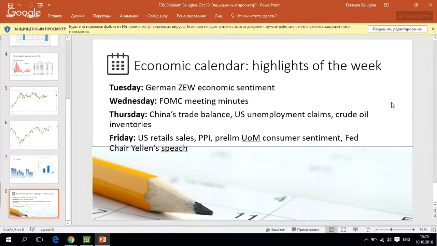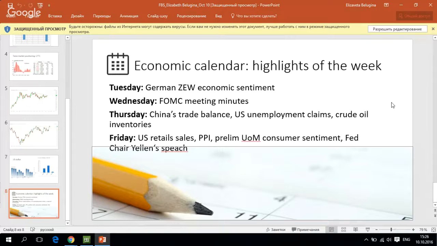On Friday, there will be a block of US statistics: US retail sales, producer price index, and consumer sentiment. Consumer sentiment is flash, and it is an insight for this month, while retail sales and producer prices are for September. All of these indicators, I think, will be rather important.